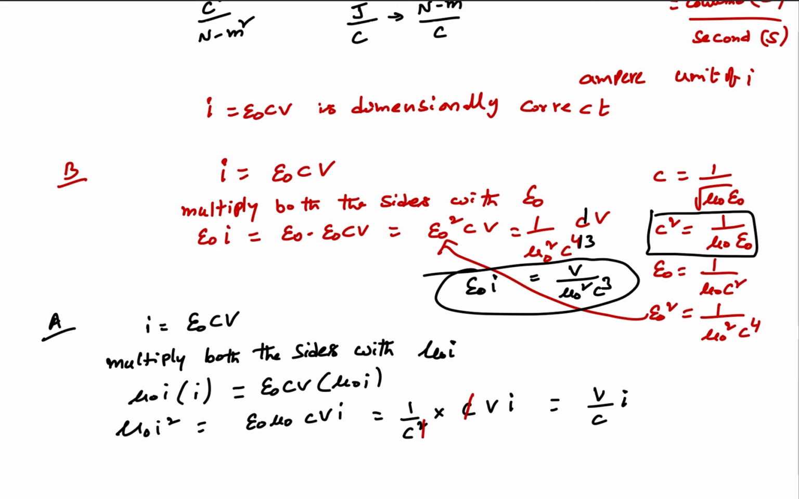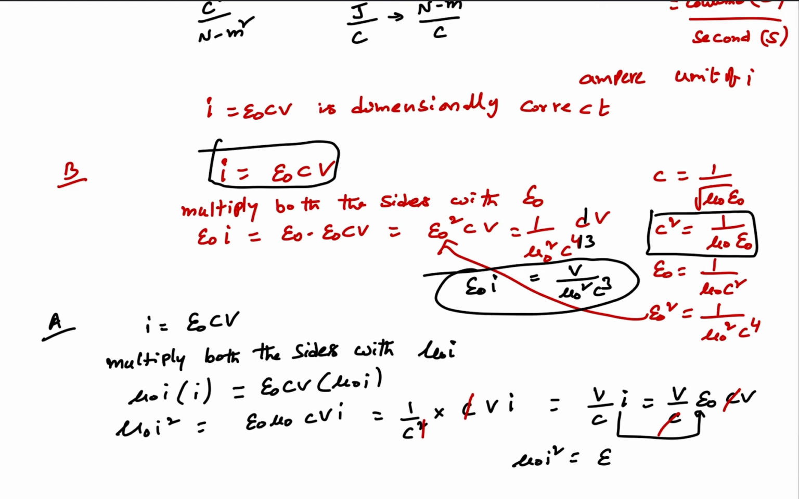Now I can see that C one time gets cancelled. I get the value V divided by C into I. But if you see the main relation, I is equal to epsilon naught C V. So V by C is equal to epsilon naught, and I value I am writing, epsilon naught C into V.